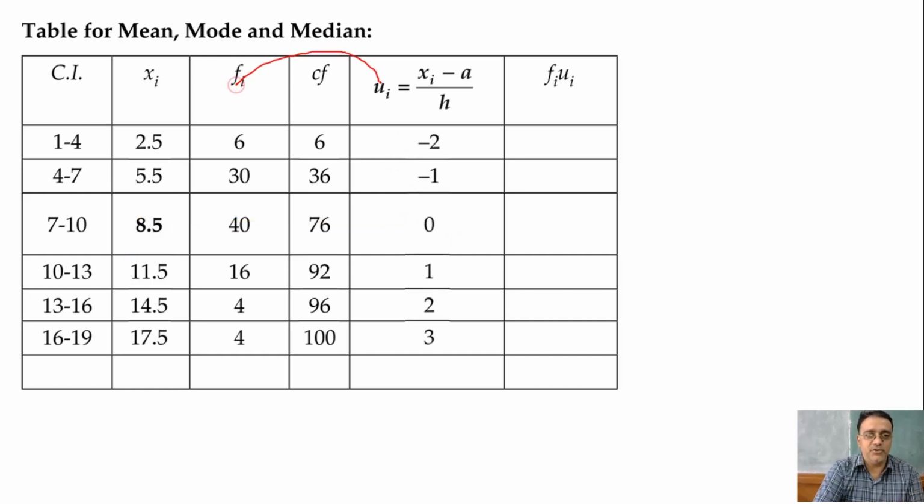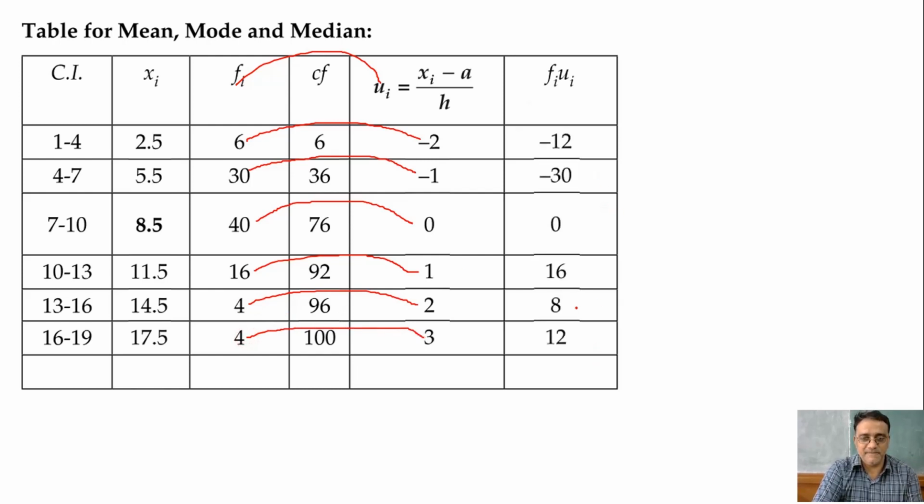Next column f into u. So tell me fast, 6 into minus 2, minus 12. 30 into minus 1, minus 30. 40 into 0, 0. 16 into 1, 16. 4 into 2, 8. 4 into 3, 12. Okay, so we got all the values. Okay, so 12 minus 12 we can cancel it. This is 24 and this is minus 30. So we'll get minus 6. Okay, and the total frequency is 100 and summation fu is minus 6.